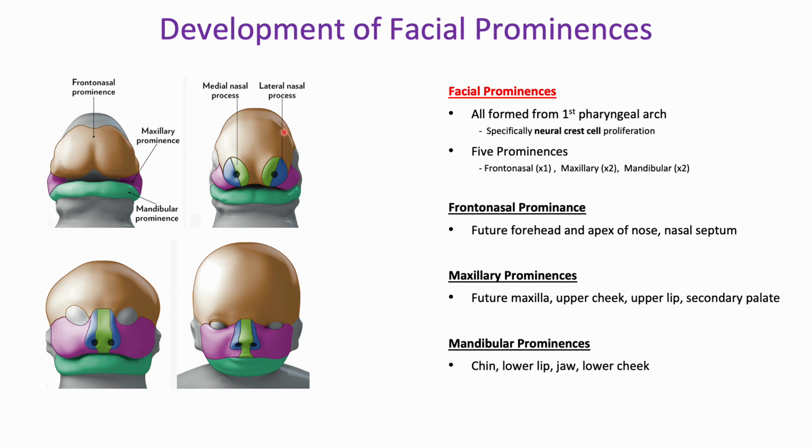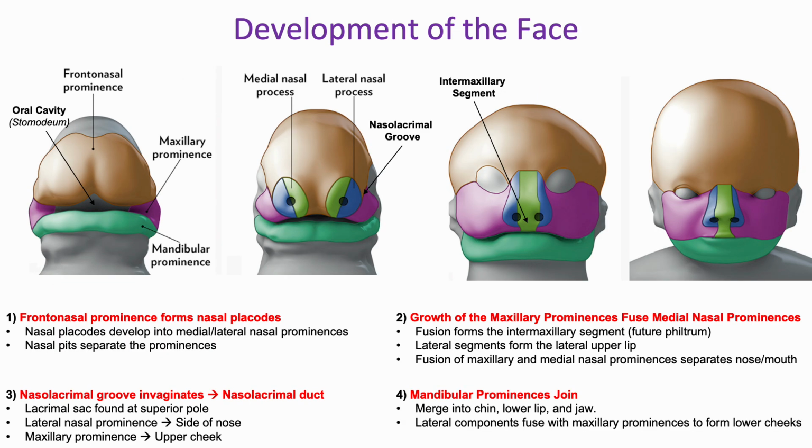So the frontonasal prominence, which is up here, will eventually, as we get to the fetus, give rise to the future forehead, the apex of the nose, and portions of the nasal septum. The maxillary prominence, which is shown in purple, is going to give rise to the maxilla, the upper cheek, the upper lips, and your secondary palate. Whereas the mandibular prominence is really forming the lower parts of the face, your chin, your lower jaw, your lower lip, and lower cheek. And this is just a quick overview. We're going to get into more detail in future slides.